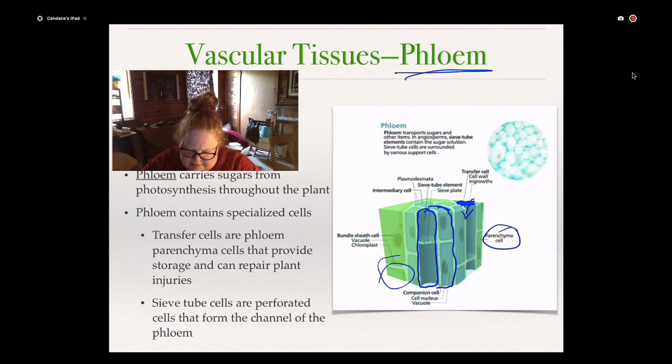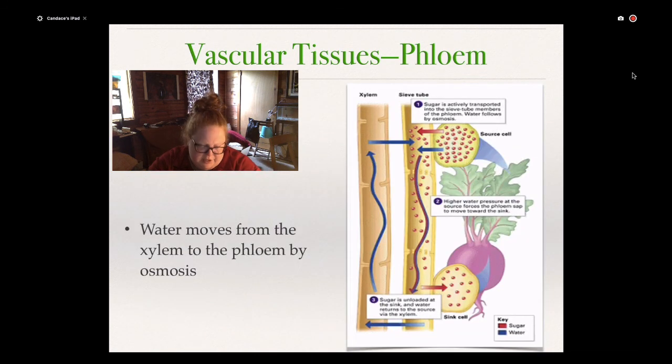And then these sieve tube cells are the ones that are going to be responsible for moving the phloem throughout the plant. Okay, so that's the channel that the glucose is going to be able to move through. Now, obviously, this requires some liquid, right? It's got to be able to have that liquid component to move. And so the way that the liquid gets in there is through osmosis. So the xylem is next to these sieve tube cells, and through osmosis, the water can move.